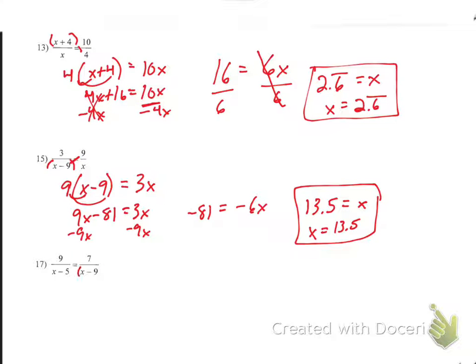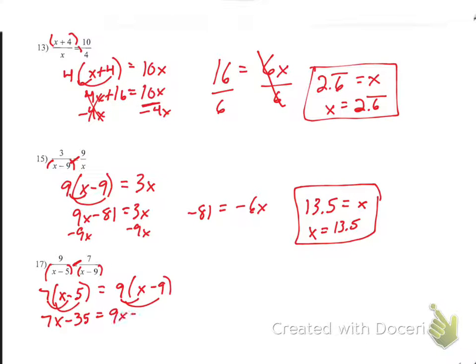All right, this one has 2 parentheses, but it's the same thing. So I'm going to start off with 7x minus 5 is equal to 9 parentheses x minus 9. And I'm going to distribute both of these. So 7x minus 35 is going to be equal to 9x minus 81.